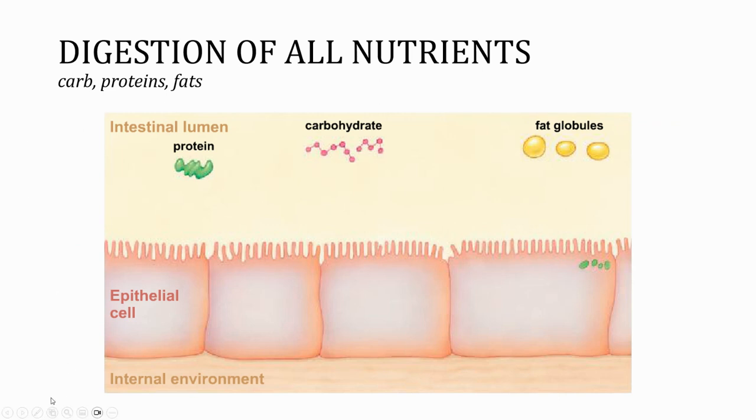Just a reminder, we've mentioned this previously in a prior objective. With the digestion of all nutrients, this right here is the lumen of the small intestine. You've got proteins, carbohydrates, and fat. They're going to pass through this epithelial cell. Remember, this is a single layer of column-shaped epithelial cells, into either the capillaries or the lymphatic system.